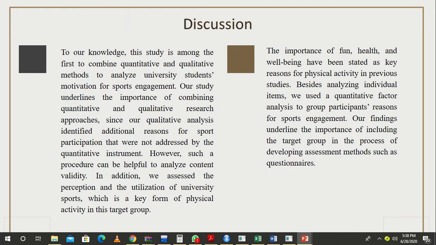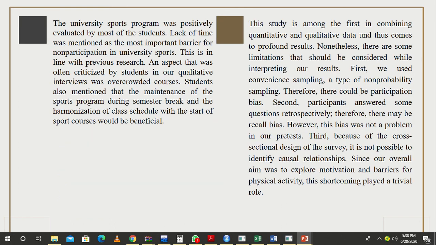And there are the decisions. To our knowledge, this study is among the first to combine qualitative and quantitative methods to analyze university students' motivation for sports and engagement. And those are the facts, that there may be recall bias. However, the bias was not a problem in our test. Third, because of the cross-sectional design of the survey, it is not possible to identify causal relationships, since our overall aim was to explore motivations and barriers for physical activity. This shortcoming plays a role.